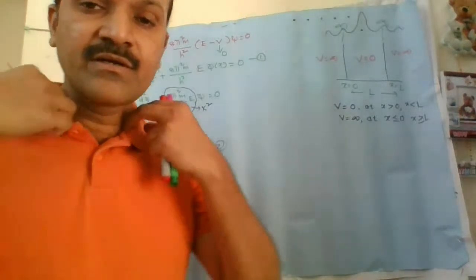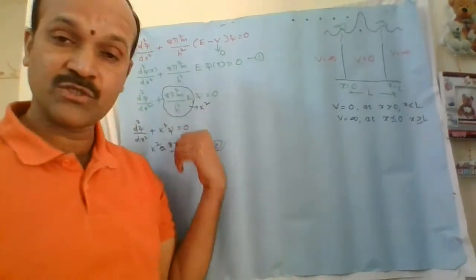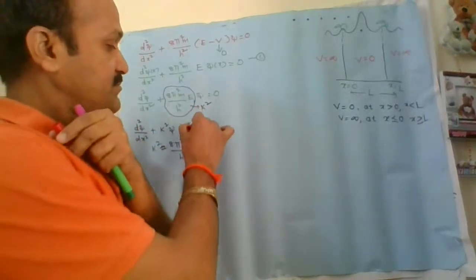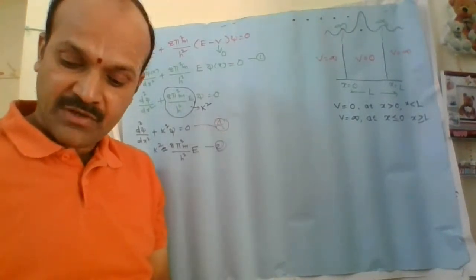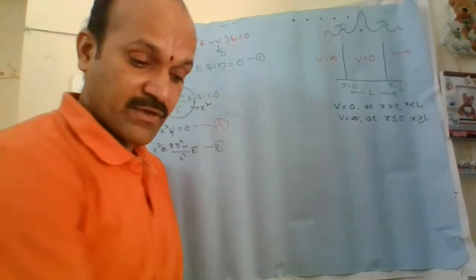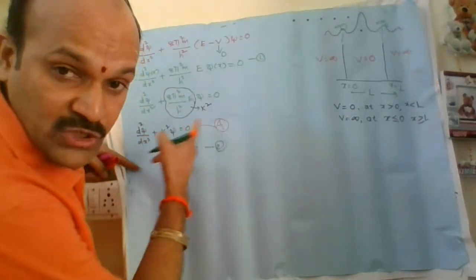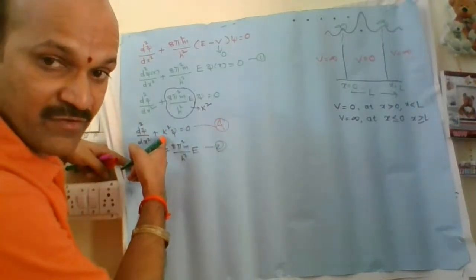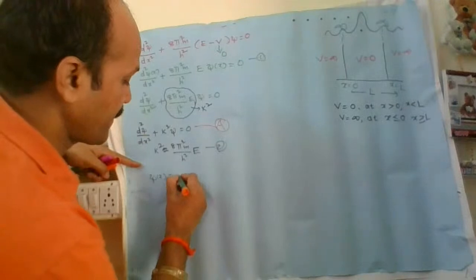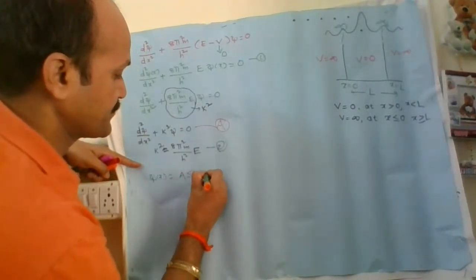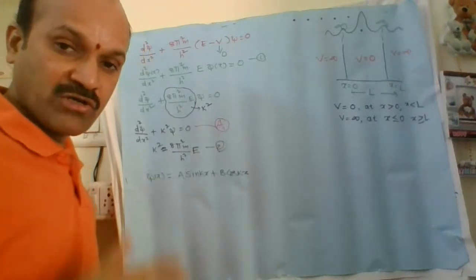So, when a second order differential equation is there, this equation A, it should have some solution. For that, we'll assume some possible solution, then we'll solve it. The possible solution for equation A, this Schrodinger wave equation, may be like A sin kx plus B cos kx.